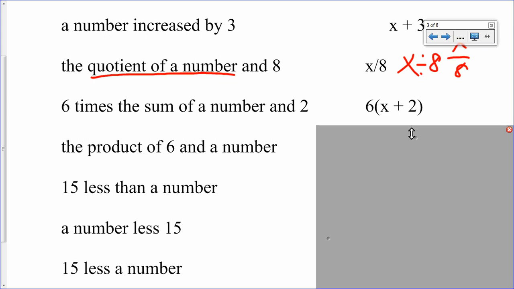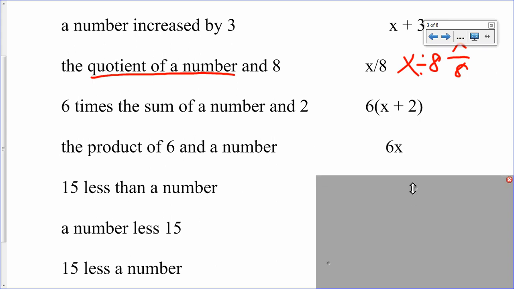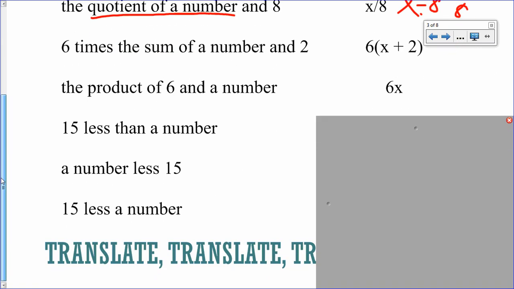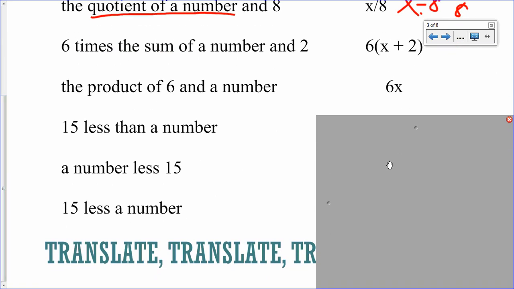6 times the sum of a number and 2: 6 times parentheses, x plus 2. Please don't forget your order of operations. The product of 6 and a number, 6x. And be careful of these last 3. They very often get confused.